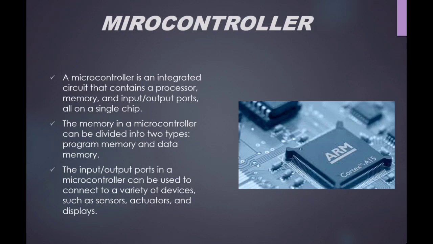A microcontroller consists of a processor core, volatile and non-volatile memory, input-output peripherals, and various communication interfaces. The processor core is responsible for executing the instructions and controlling the other components of the microcontroller. The memory is used to store the data and program code, while the input or output peripherals are used to interact with the external environment.